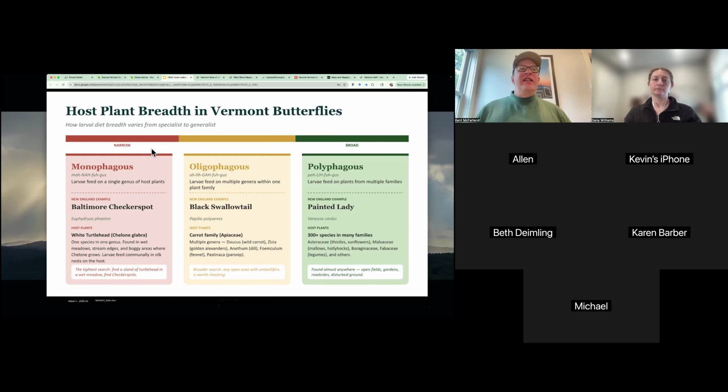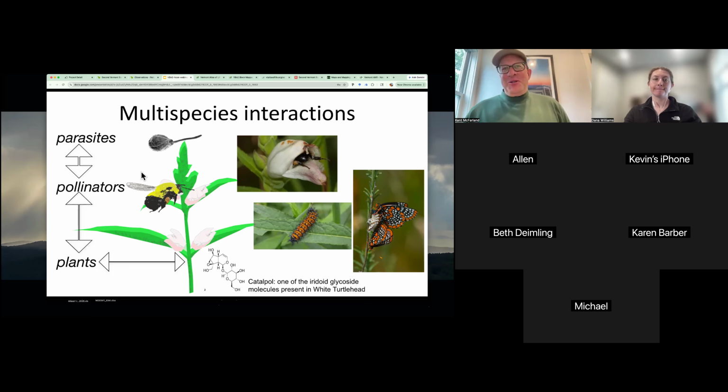So a side note, a little bit about Baltimore checkerspot. This is one of those stories about plants and natural history. This is an amazing plant. The host plant for this species is white turtlehead.